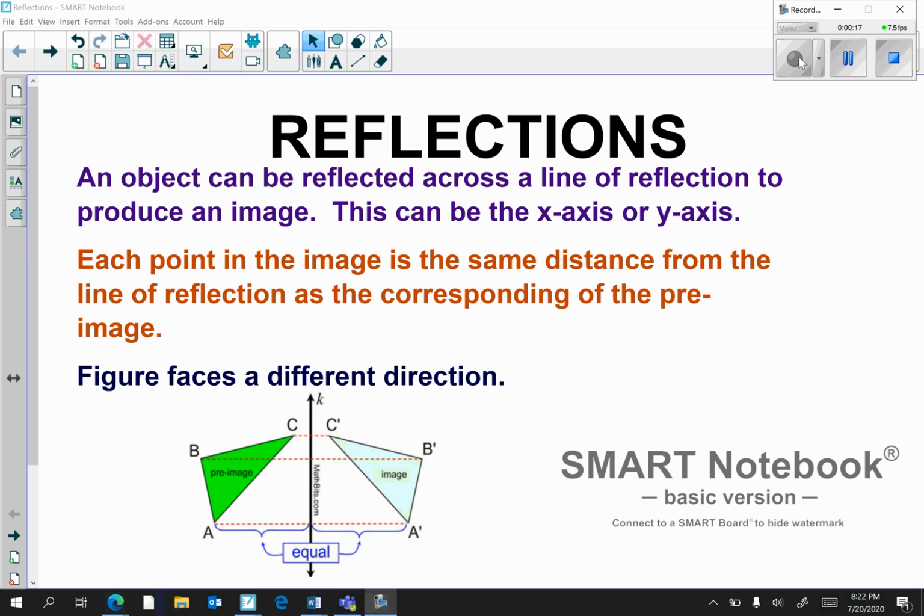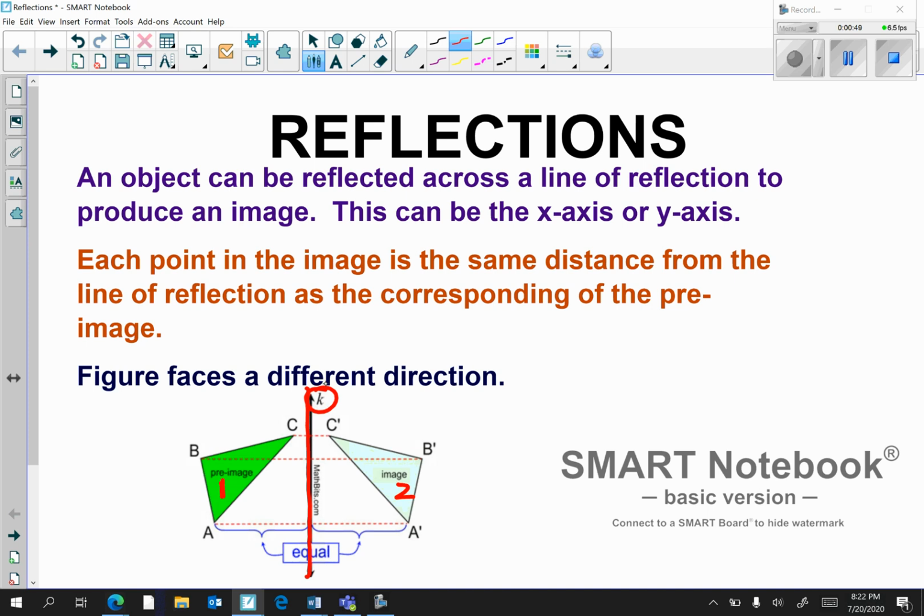So for example, if you look at the diagram at the bottom of the screen, we have an image and a pre-image. The pre-image comes first, so we'll put a 1, and then the image. So we have pre-image ABC, and then we have image A prime, B prime, C prime. Again, we know it's the image because it's the one with the primes, or they look like an apostrophe. Here, the pre-image is reflected in line K.